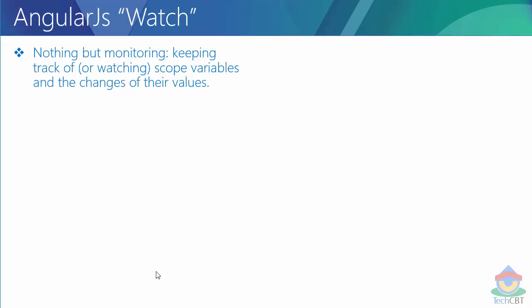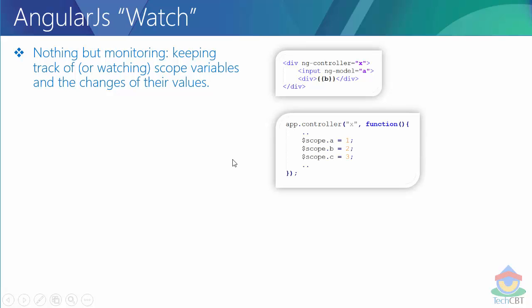Whenever I say keeping track of, it means you are actually monitoring the changes of the values available inside the scope variables. Imagine I have a controller related markup defined in this fashion. I have a div associated with controller X, which has two elements. One is a text box and the other one is a div. The text box has two-way binding to A and the div has one-way binding to B. You can see the controller X defined with three scope variables. The scope has three members A, B and C, which are assigned 1, 2 and 3 respectively.